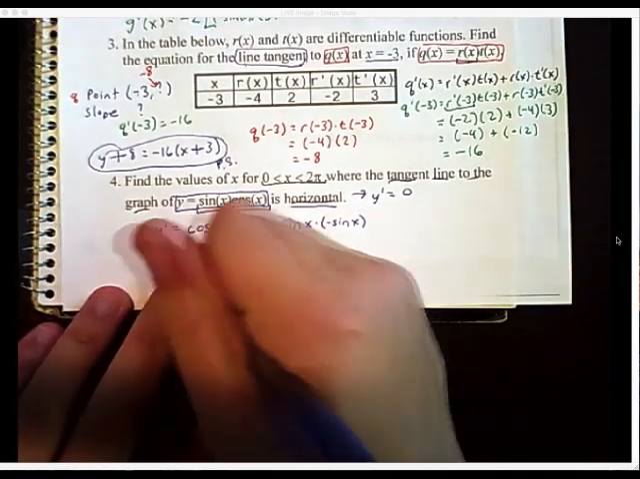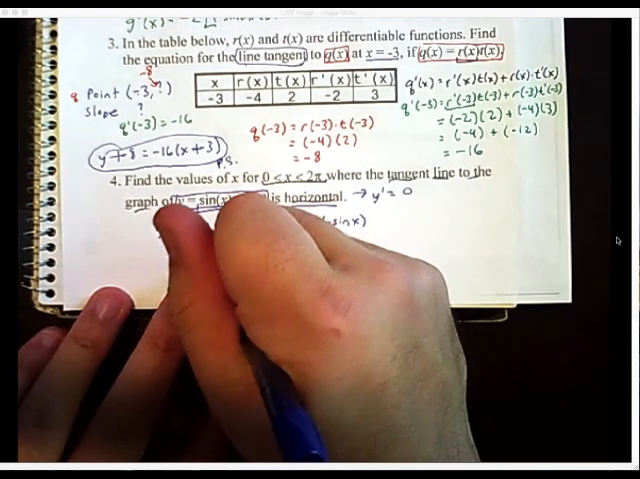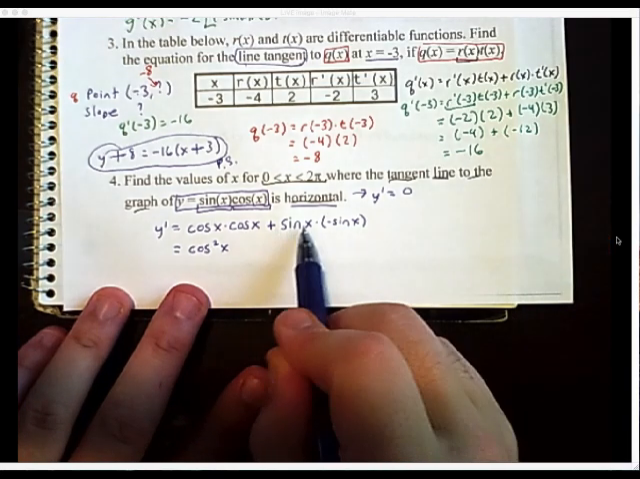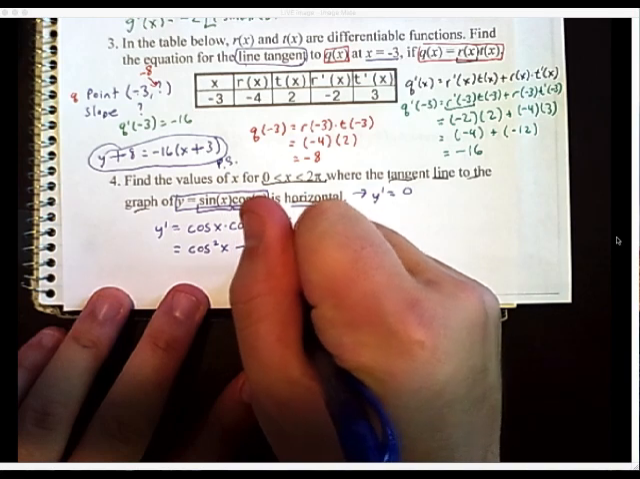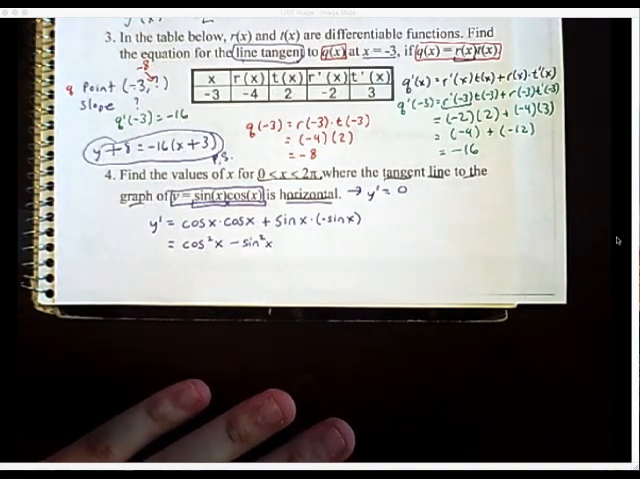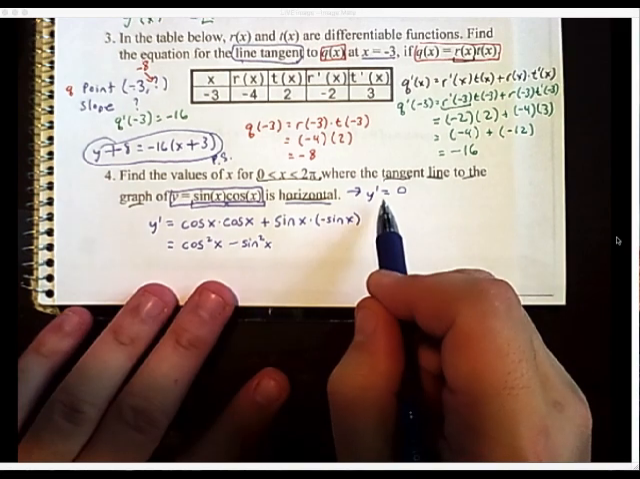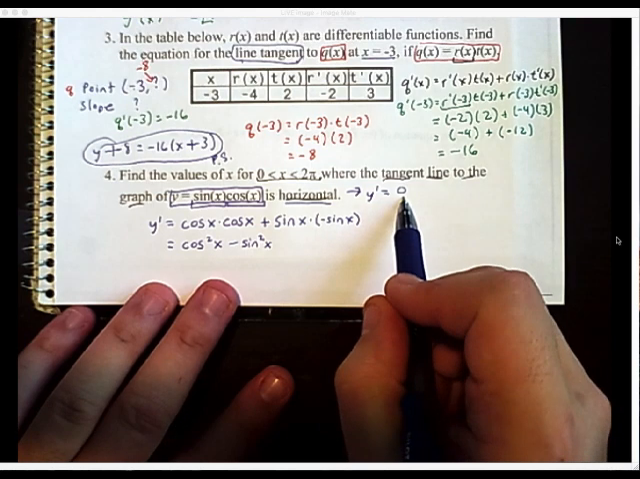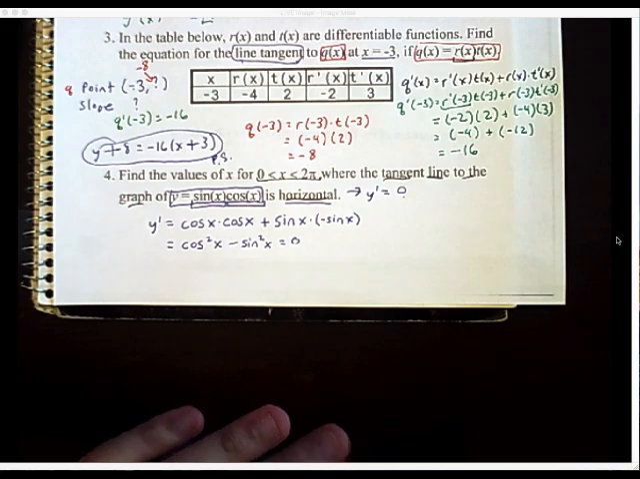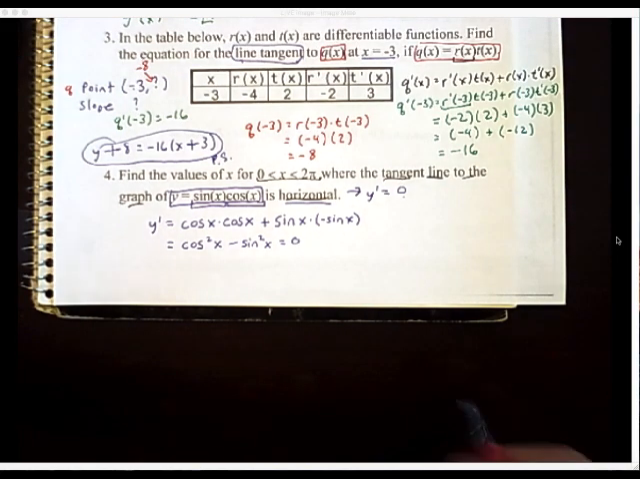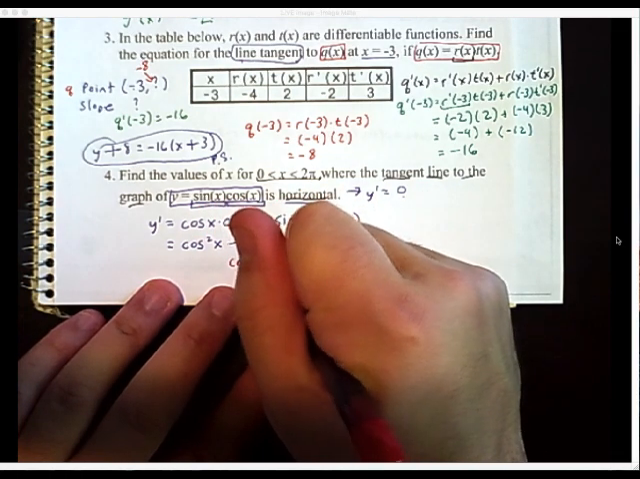So if I simplify this a little bit, I get cosine squared of x. And here I'll get sine squared, but there's a negative, so minus sine squared of x. Okay, so that's what the derivative function is. I need to figure out where the derivative is equal to 0. So I'm going to take this and set it equal to 0. Doesn't really matter how you do this. So let's just add sine squared on both sides. So cosine squared would equal sine squared.